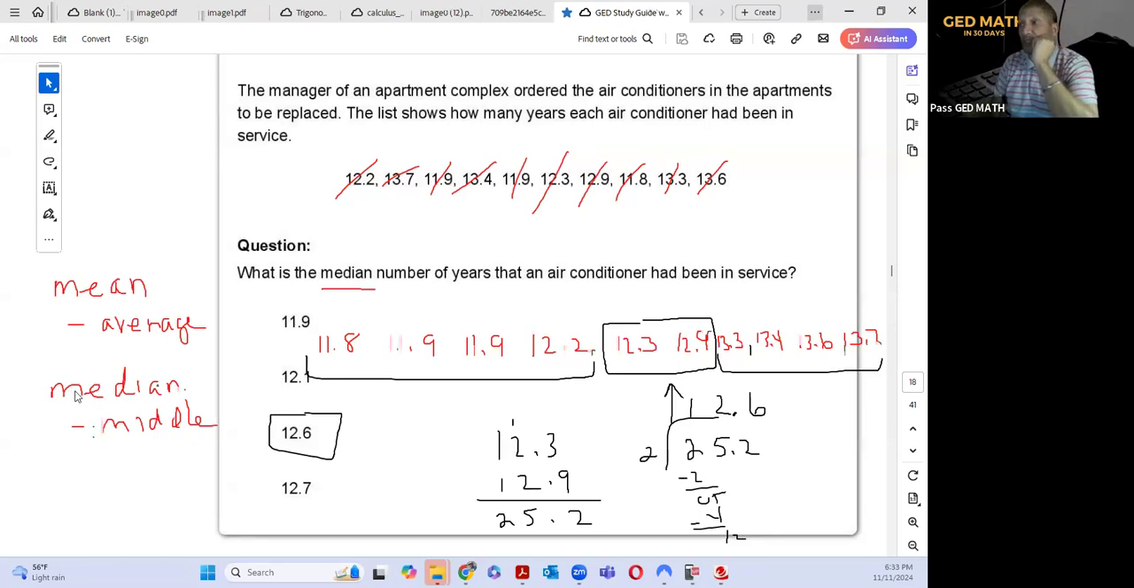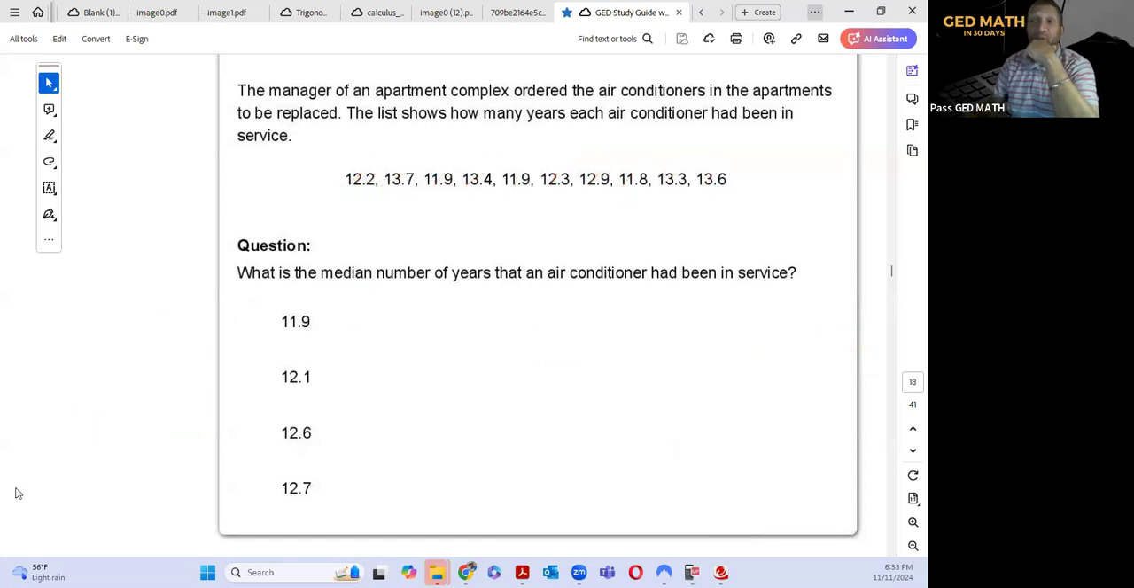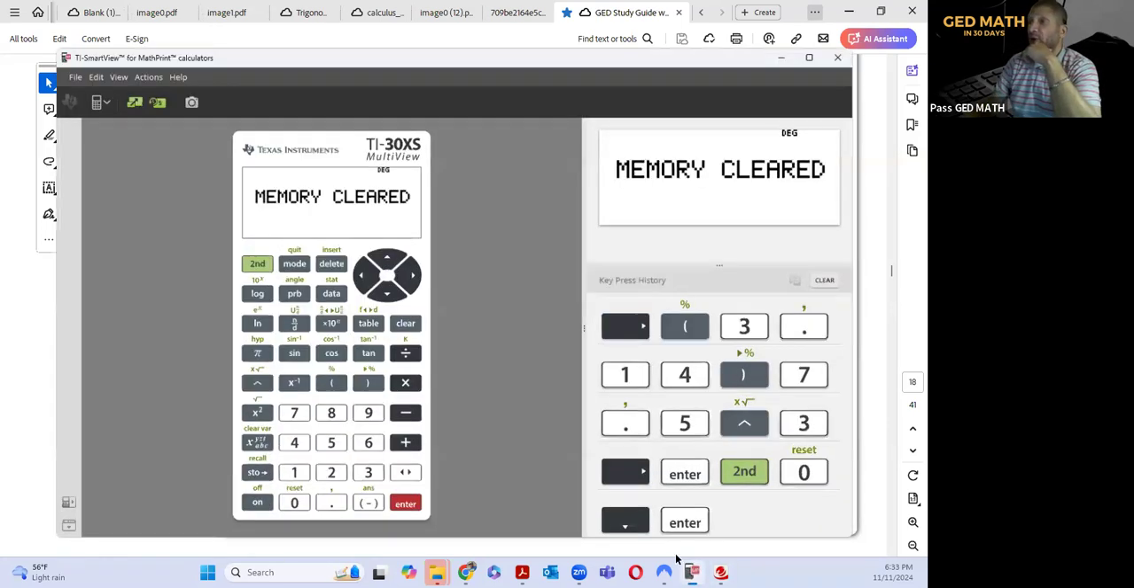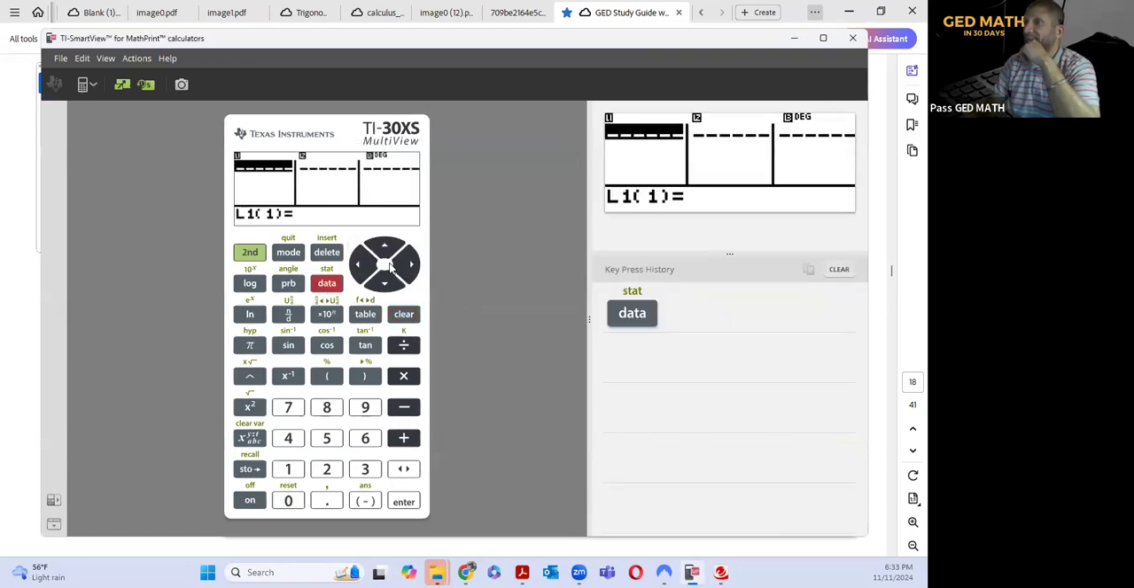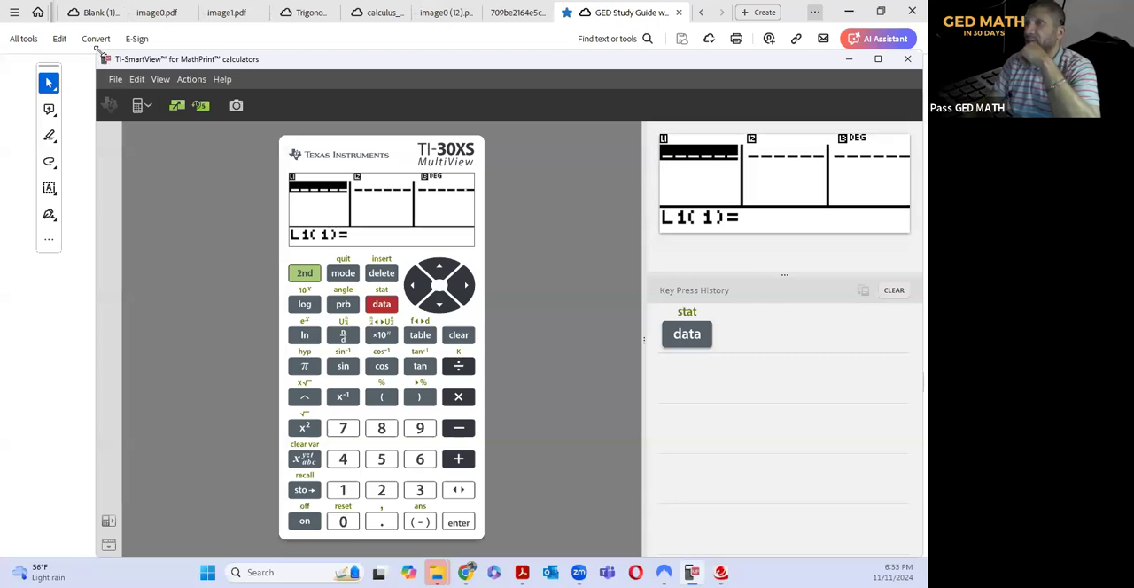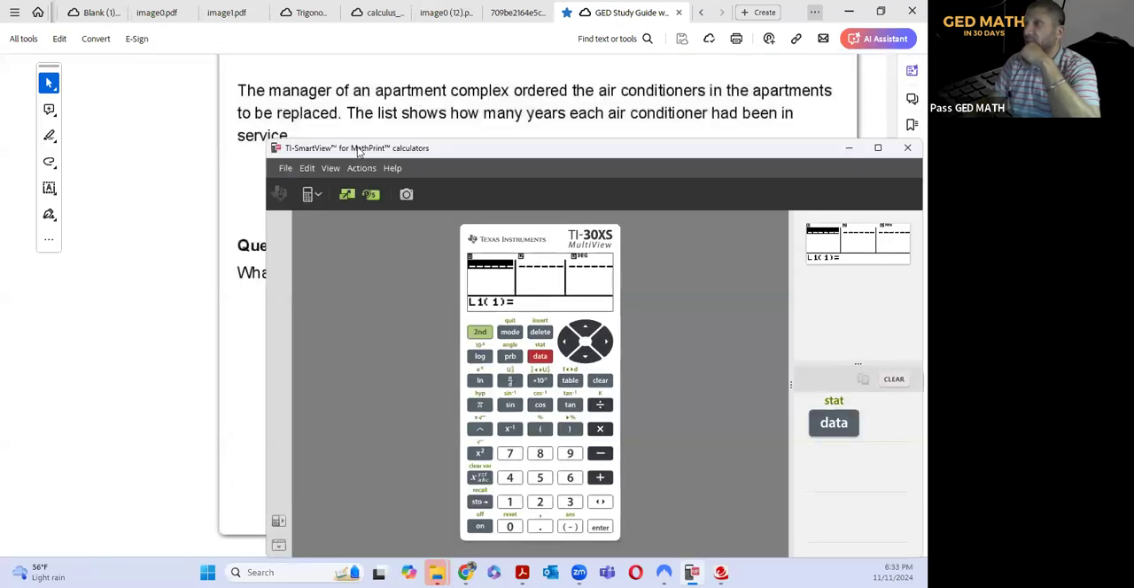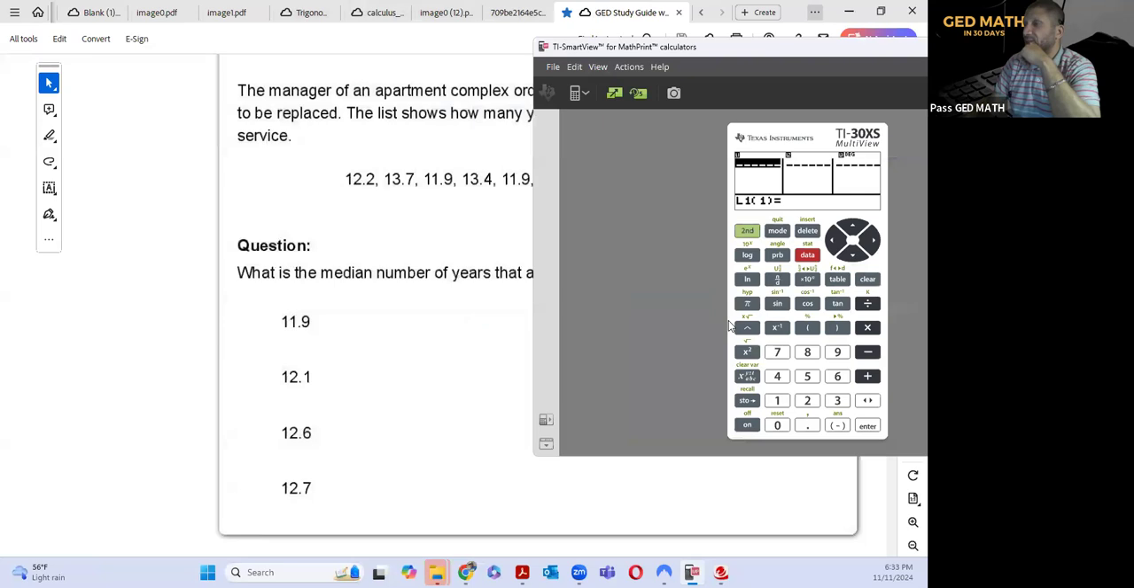This is what I would have done. I wouldn't even waste my time. I'm going to grab my calculator. I'm going to hit data. And then I'm going to put my numbers in. It doesn't matter what order, but let me move this so I can put them all in. So I'm going to go here first. Watch this.